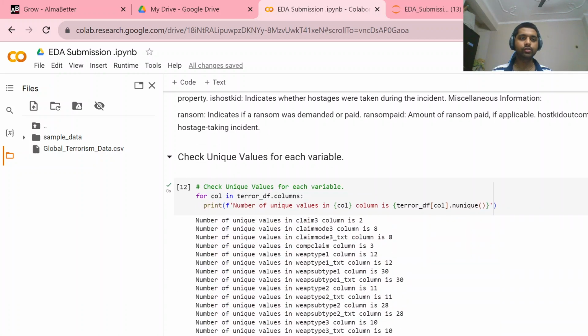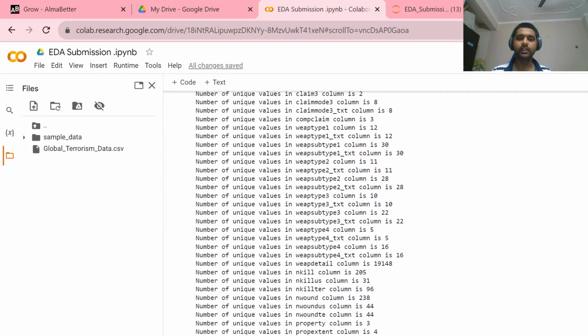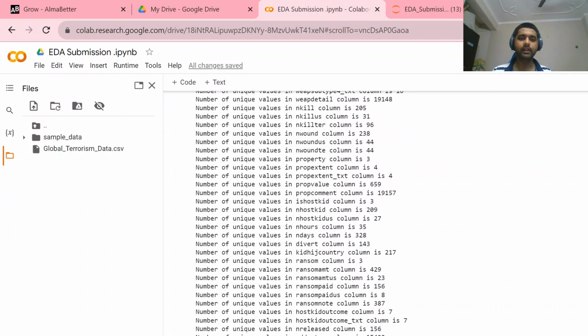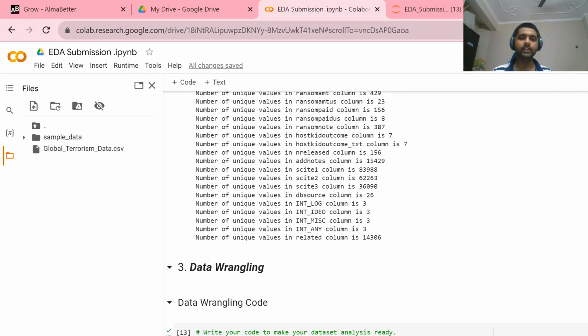Summary and so on. Here we check the unique values for each column. How many unique values are there? If the unique values are 2 or 3, we can categorize them as a categorical variable by simply looking at them, and if it is a high number, we can confirm that it is a continuous variable.